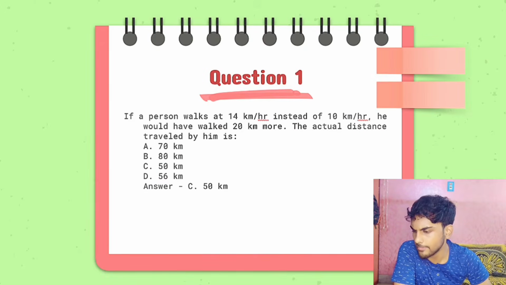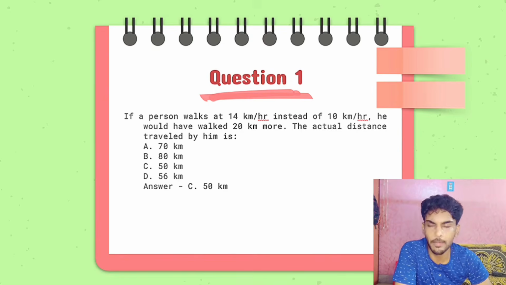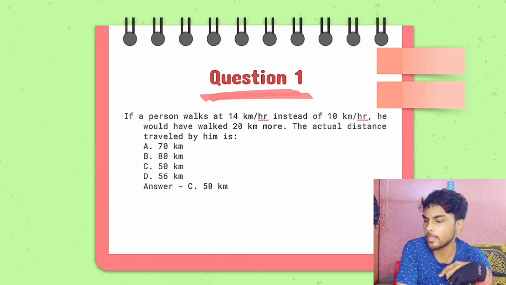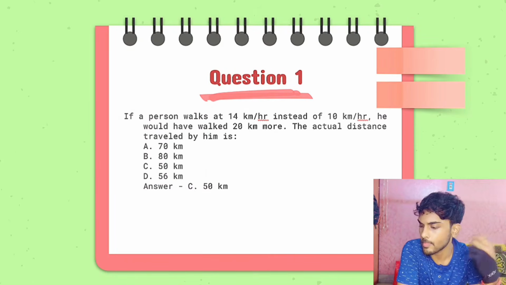First question says, if a person walks at 14 km per hour instead of 10 km per hour, he would have walked 20 km more. The actual distance traveled by him is? Then there are the options to see.